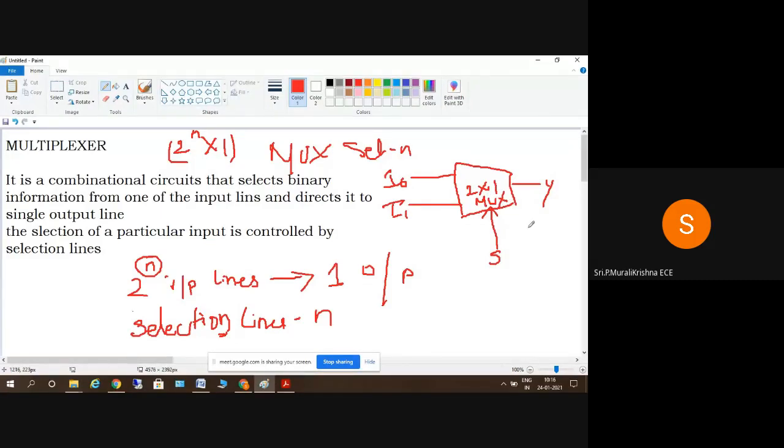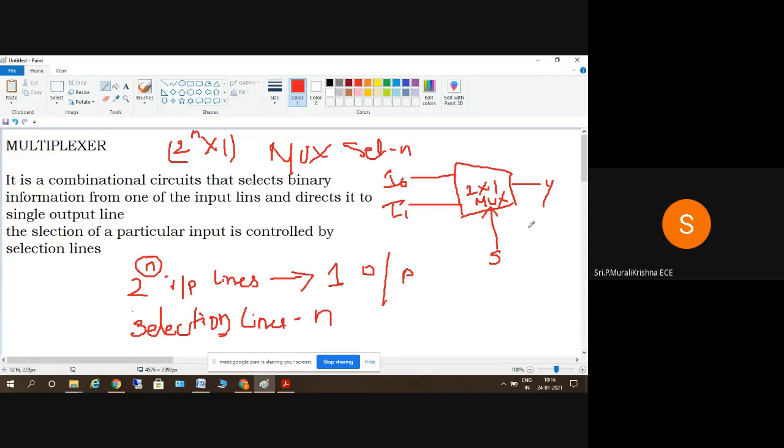So a multiplexer is a combinational circuit which has multiple inputs and a single output. The output is one among the multiple inputs, and the selection of the inputs is based on the selection lines. So we'll have multiple inputs, and one among them is directed towards the output.